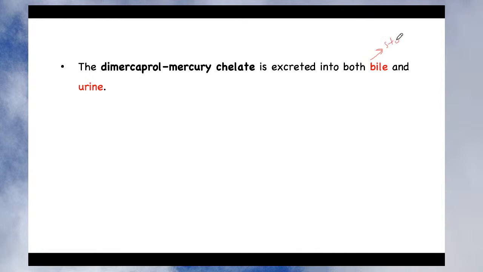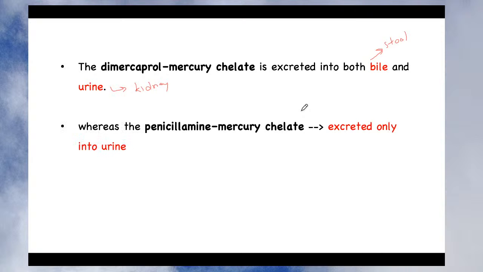Whereas anything which is excreted into the urine will obviously be excreted with the help of your kidney, so here the kidney plays a very major role. With dimercaprol there is no problem because it is excreted both by the stool as well as the urine. Whereas in the case of the penicillamine mercury chelate, the complex formed by penicillamine with the mercury is excreted only into the urine.